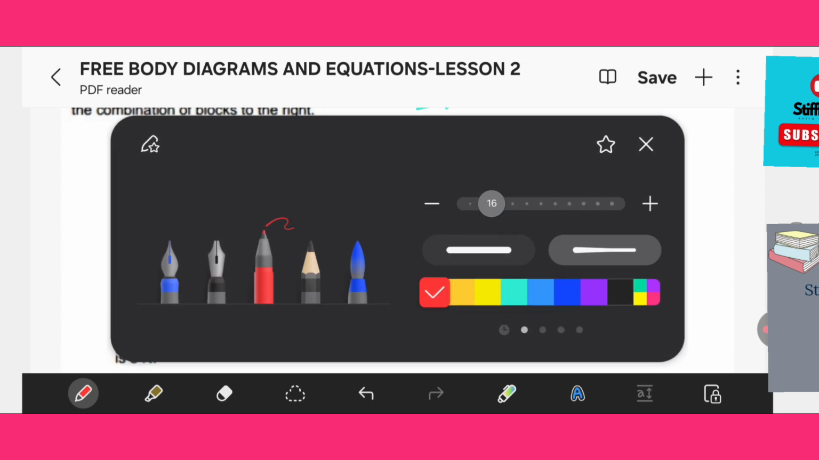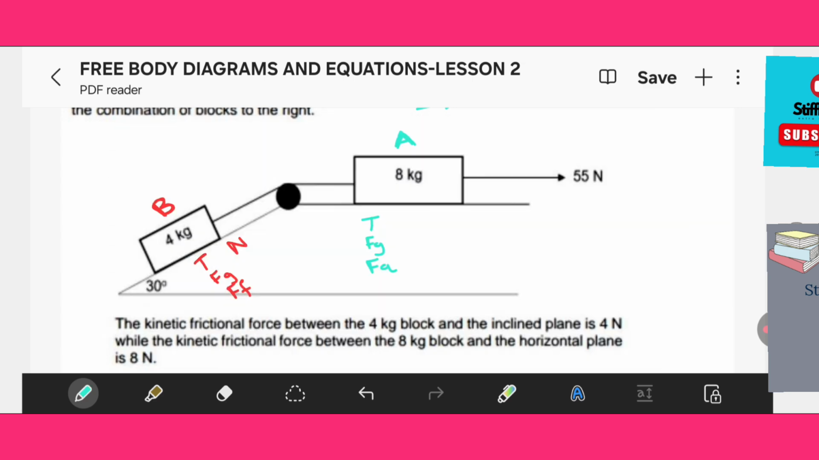So the 8 kg block as well, there will be frictional force, because they said the kinetic frictional force of the 8 kg block and the horizontal plane is 8 newtons, so there's frictional force, and this is also on a surface, so it means that there's also normal force. So let's see how we can draw the free body diagrams of these two objects, and also how you can formulate the equation of each and every block separately.